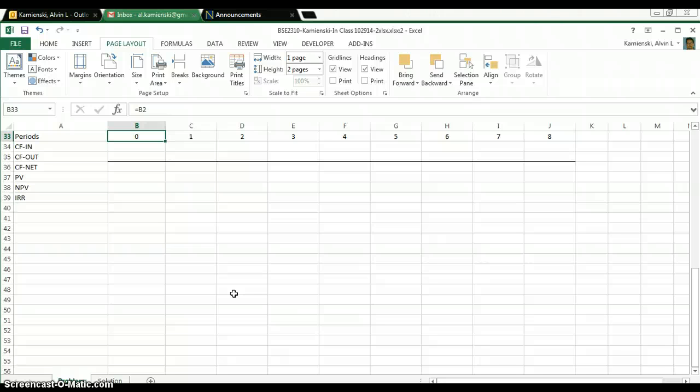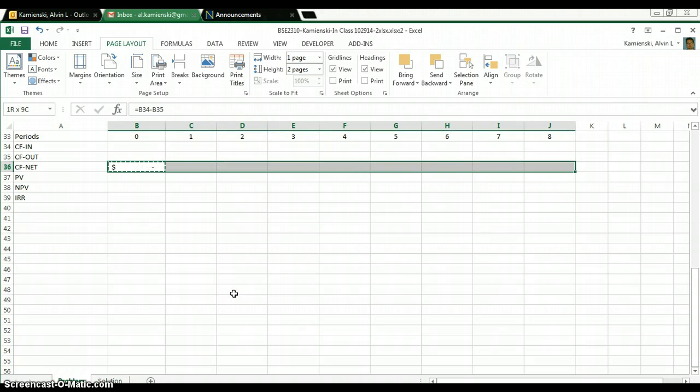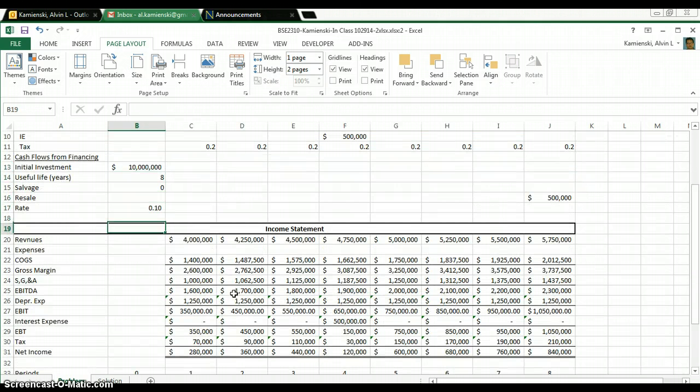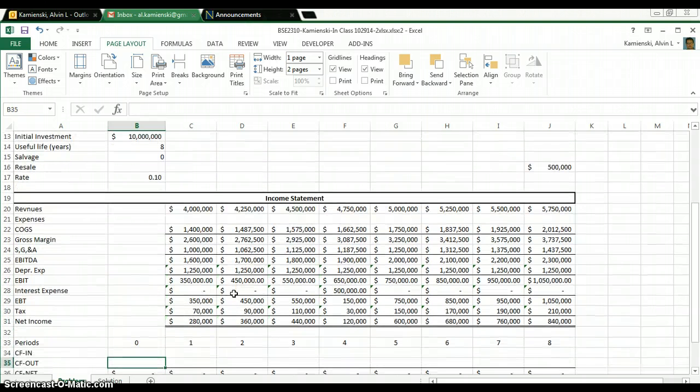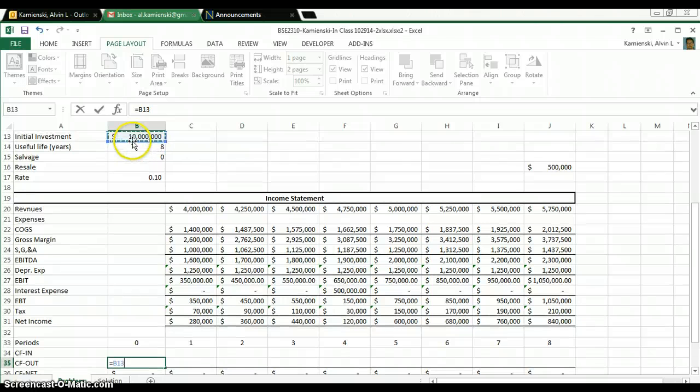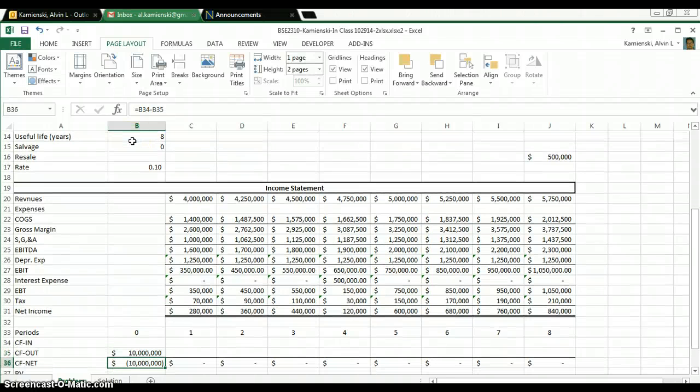So let's go ahead and just deal with it one area at a time by first putting in our formula for cash flows net as being equal to our ins minus our outs. Then let's go a column at a time and find out what all the inputs actually are as it relates to this investment. So the first thing we have is this initial investment cash flow out of $10 million.